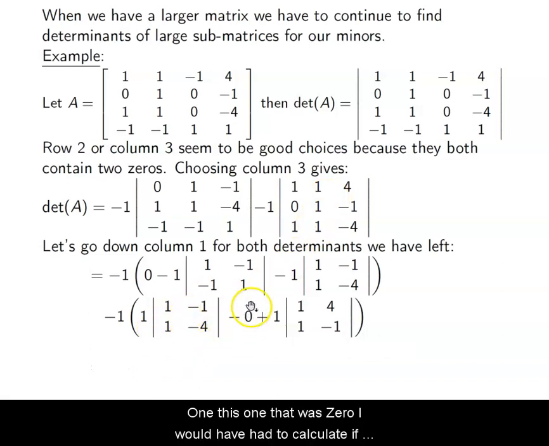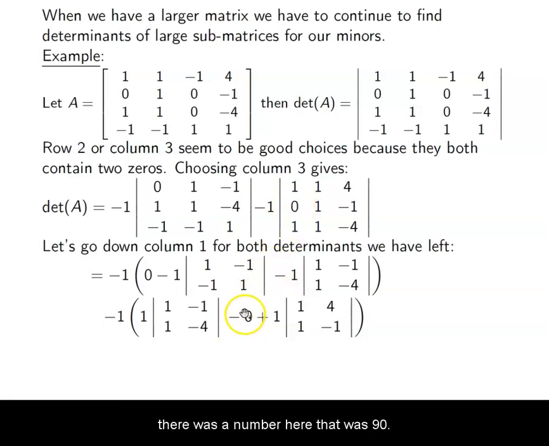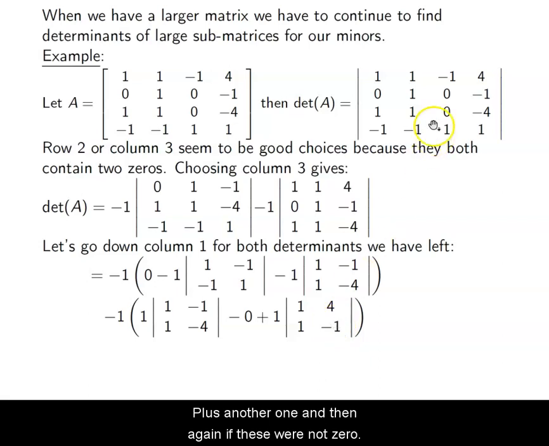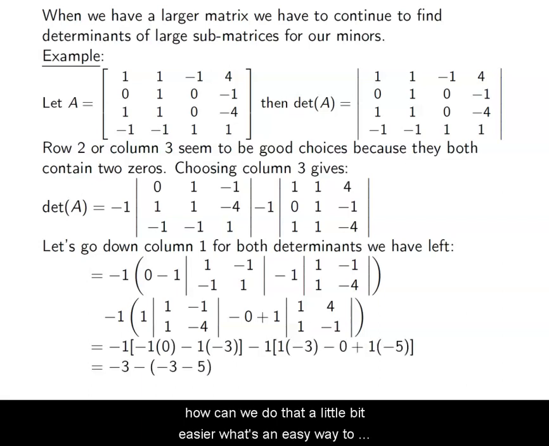Okay, 1. This one that was 0, I would have had to calculate if there was a number here that was non-zero, plus another one. And then again, if these were non-zero, I would have had 2 more. So that would have been 3, 6, 9, 12, right? So I would have had then 12 determinants, not the best, funnest time.